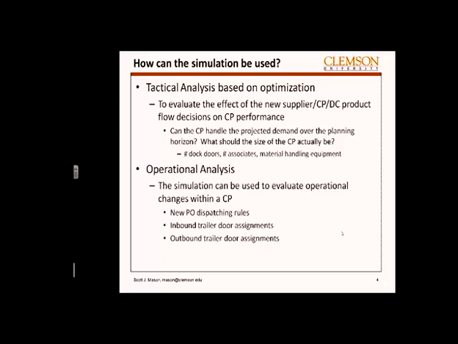Even at a smaller, a finer level of detail in terms of operational analysis, we can look at things like inbound door assignments for trailers, outbound door assignments for trailers. What new policies or approaches might we want to implement inside of our consolidation point, and how will they impact our freight? Because if we have a detailed model of a consolidation point, we want to make sure we use it to its fullest advantage. We don't want to be in the business of trying something new that we think might work in the real consolidation point, only to find out we made a terrible error.